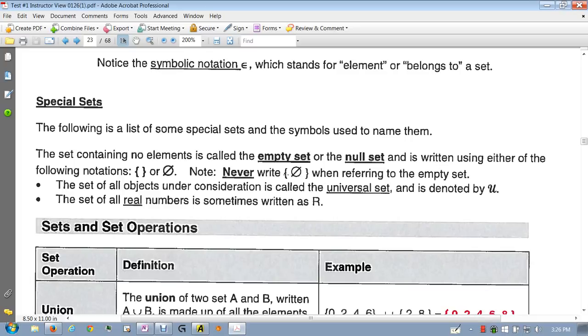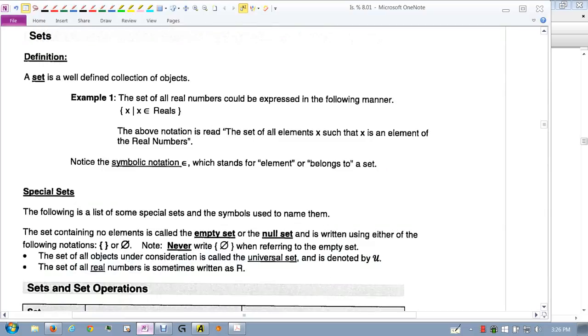And remember I told you that there's a difference between the empty set and zero? Zero is a number on the number line. The empty set is basically a basket that has nothing in it. If you have a basket that has the number 0 in it, then that's not an empty set. That basket has the number 0. So they're totally different things.